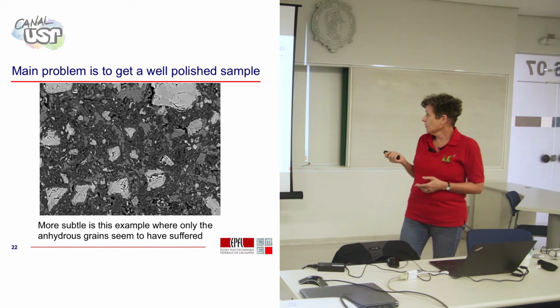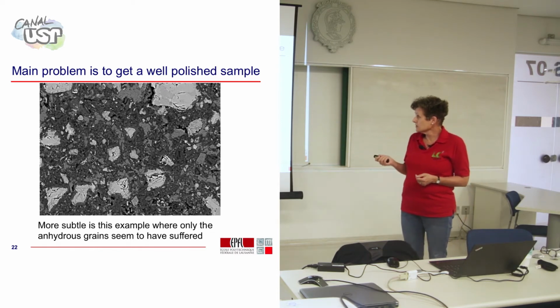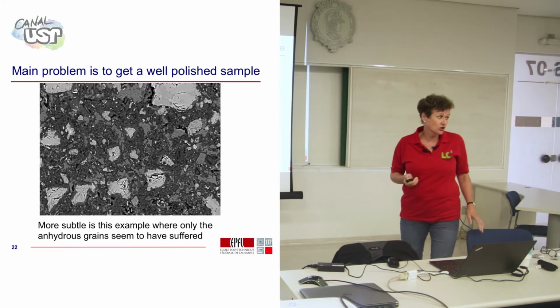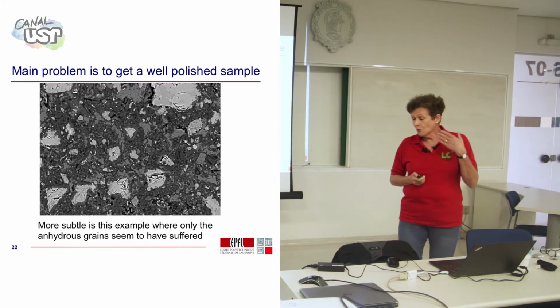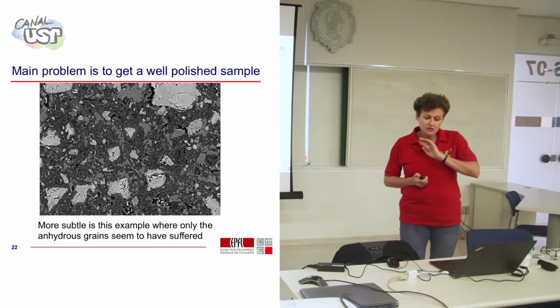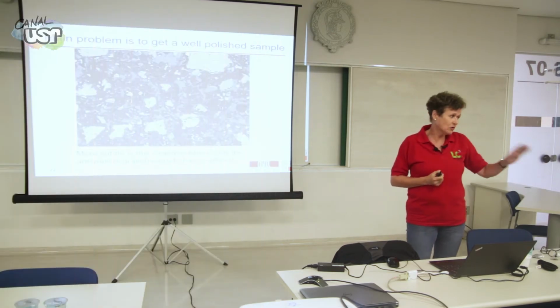This sample was not so bad. Most of it, we can see the calcium hydroxide quite well, but look at these anhydrous grains. They've been completely etched away. And again, it can happen for reasons you just don't understand. And once this has happened, just don't bother to carry on with the microscope.